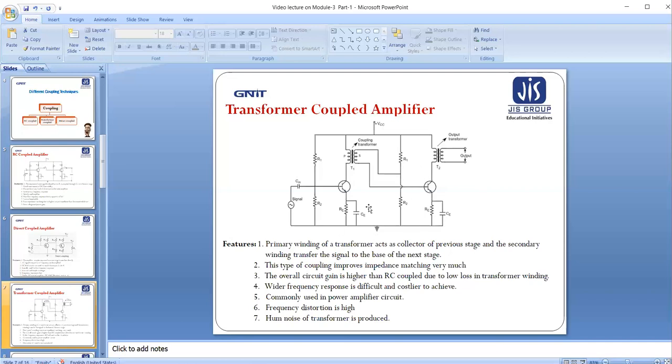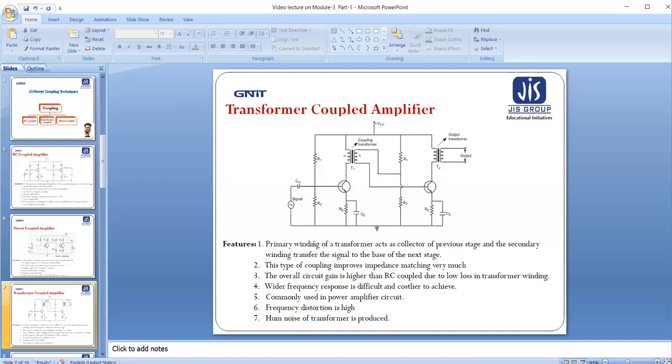This type of amplifier is specially designed for the power amplifier. The overall circuit gain is higher than the RC coupled due to low loss in the transformer winding. A wider frequency response is difficult and costlier to achieve. Commonly used in power amplification. Frequency distortion is high due to the presence of the coil. It will create hum noise at high frequency and electromagnetic interference due to generation of the magnetic field.